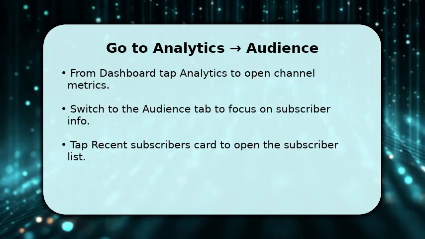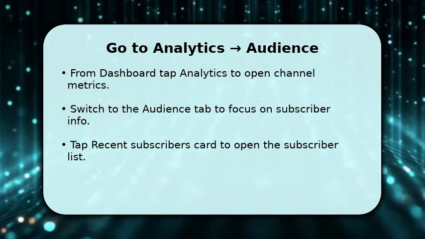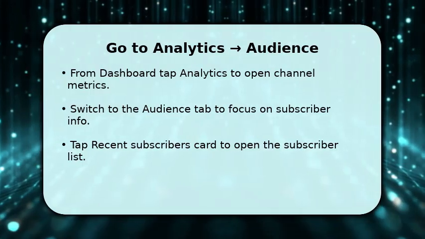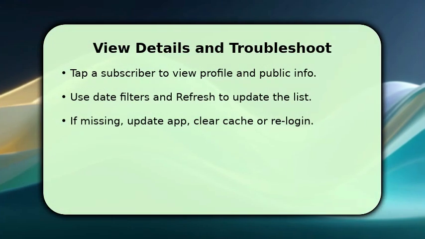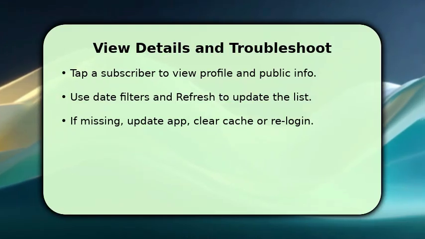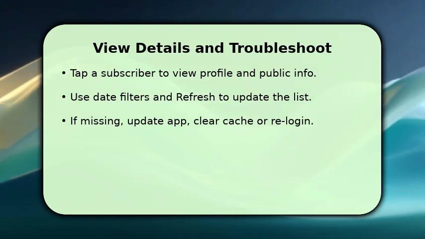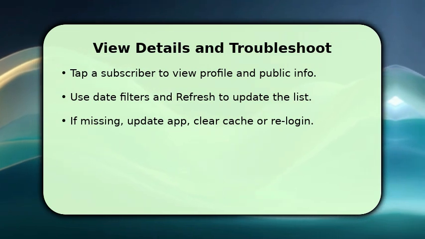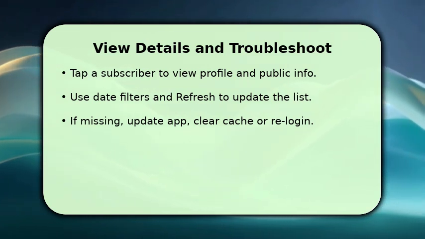Note why some subscribers won't show. Users who keep subscriptions private won't appear here, which is a privacy limitation. To inspect a subscriber, tap their name in the list to open their public YouTube profile. You'll see whatever they've made public. Use the date filters to refine the time frame and pull down to refresh so the most recent data loads.